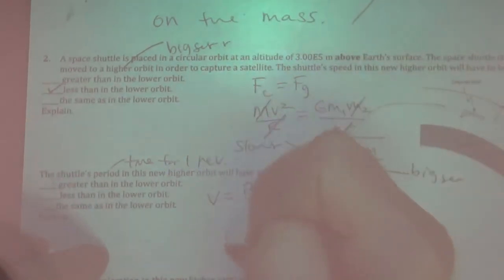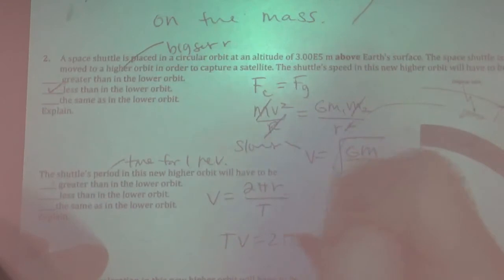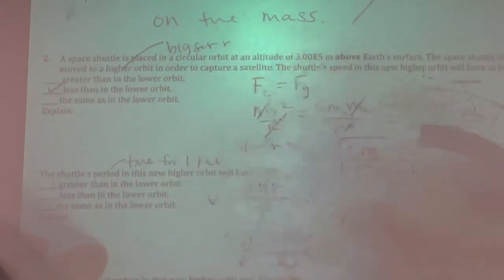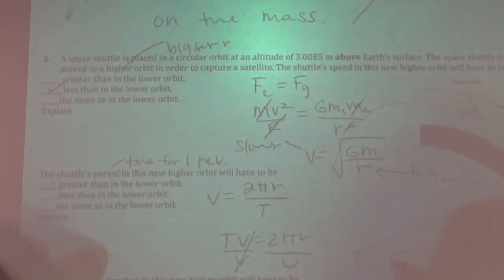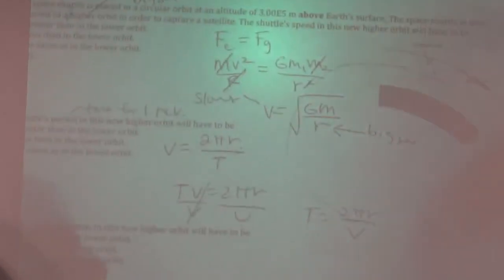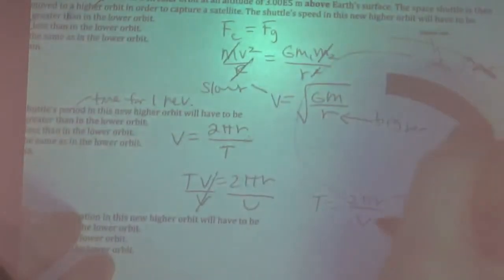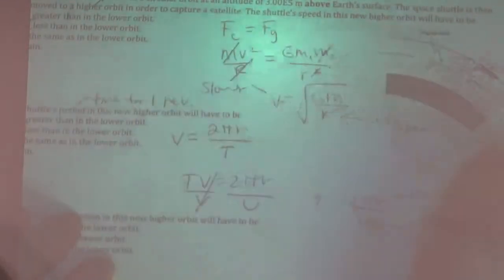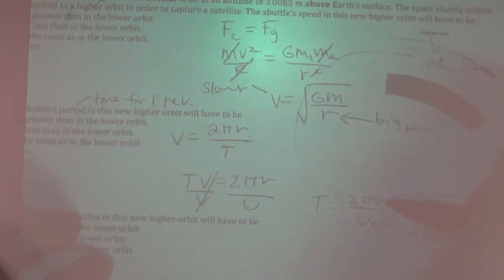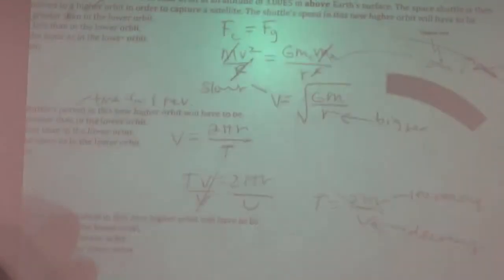So if we multiply up, that would be tv's 2 pi r, divide the velocity over. So the period is just 2 pi r over velocity. Here I am increasing this, because that's the whole point, I go to a bigger radius. And we've already decided that v would be slower, so this is decreasing. If you multiply by a bigger number, it gets bigger. If you divide by a smaller number, it also gets bigger. So this is going to be greater than the orbit.